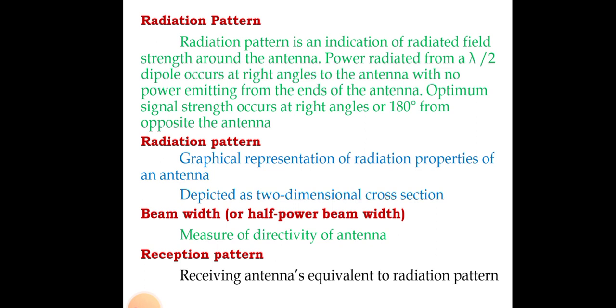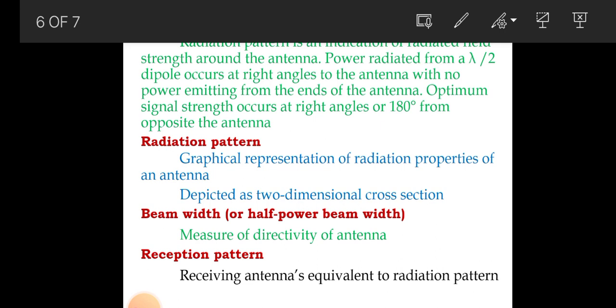Then the radiation pattern. Different wavelengths have different radiation patterns. That means if the antenna length is lambda by 2, it has one radiation pattern, and if the antenna length is increased to lambda, it has a butterfly type of radiation pattern. The radiation pattern is an indication of radiated field strength around the antenna. The power radiated from a lambda by 2 dipole occurs at right angles to the antenna, with no power emitting from the ends of the antenna.